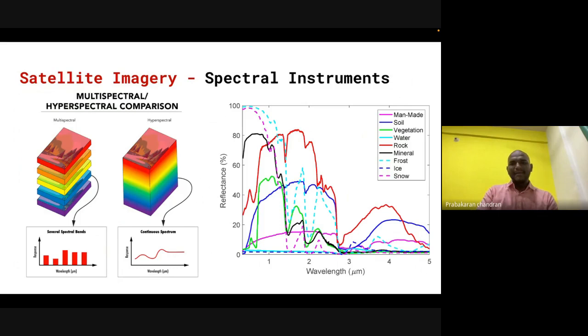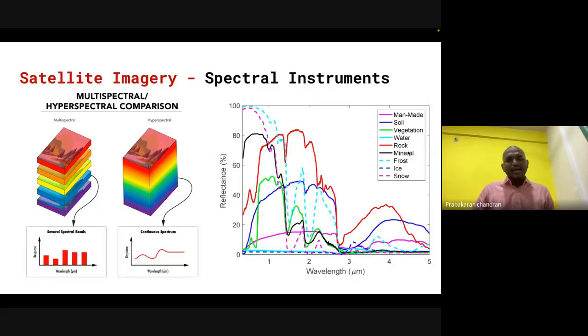And if we compare the wavelength and its reflectance, you can see we have different types of entities available on the surface, right? It is man-made structure, soil, water, rock, minerals, and frost or ice, snow, all of them are related to Arctic, Antarctic things, right? Like snow, and then ice or frozen areas. So usually in our places, it will be just man-made, soil, water, rock, maybe minerals in some areas, right?